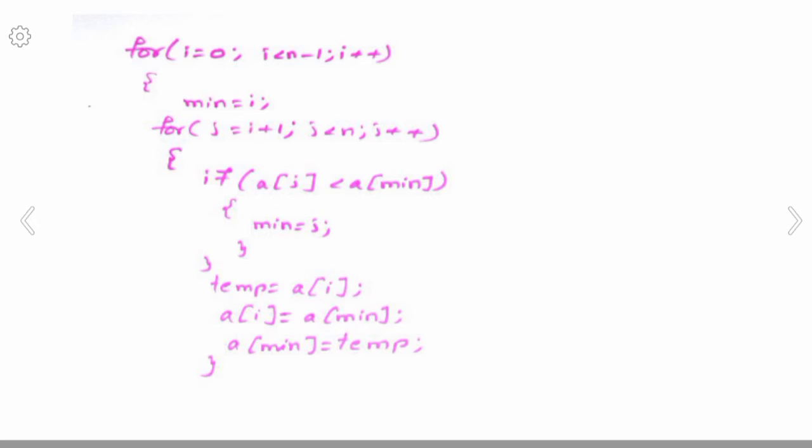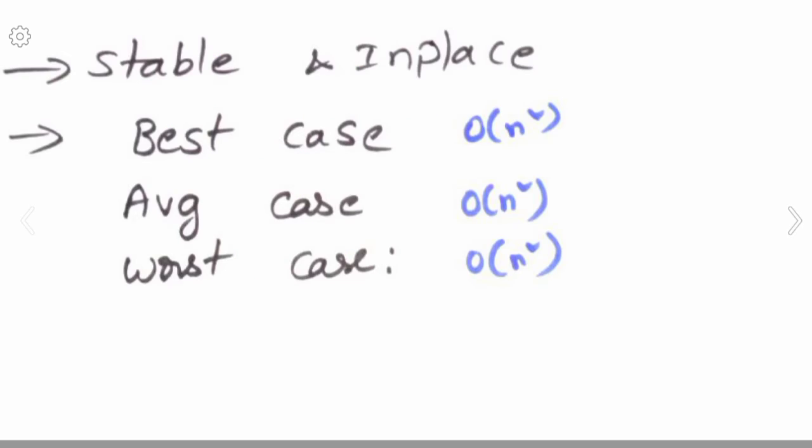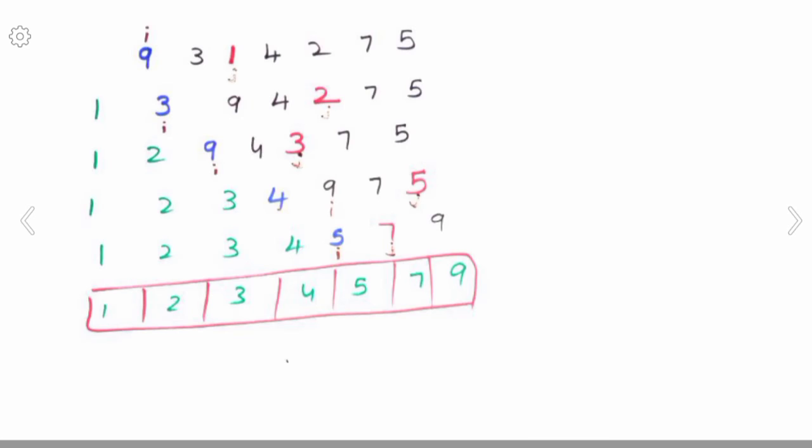So let us see the code of selection sort. Here we are also considering 0 to n minus 1 passes. What is the number of elements in the given array? 7, right? So we have 6 passes. We consider n minus 1 passes because we are going to perform n minus 1 comparisons and swapping.